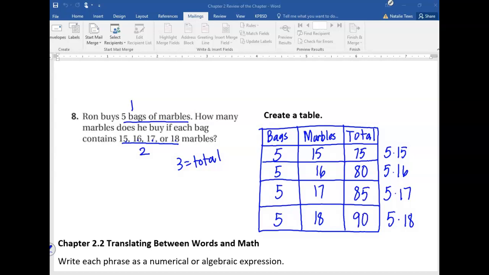Now, I want you to notice how many points this table will be worth. 1 point for drawing the table and filling in the information. 1 point for the label at the top. A point for each expression. So we're up to 2, 3, 4, 5, 6. And then 1 for each answer. 7, 8, 9, 10. 10 points on that table. Yes. Okay?